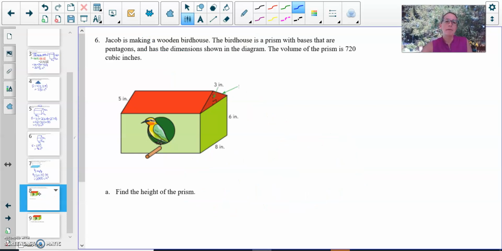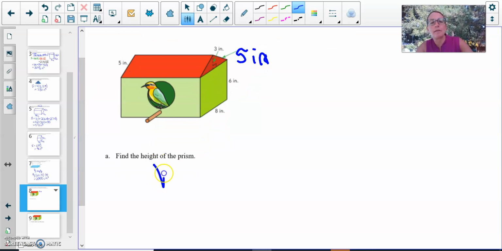Okay, our next example. Jacob is making a wooden birdhouse. The birdhouse is a prism with bases that are pentagons and has the dimensions shown in the diagram. The volume of the prism is 720 cubic inches. One dimension didn't come out, so let me just add that to our picture. Find the height of the prism.